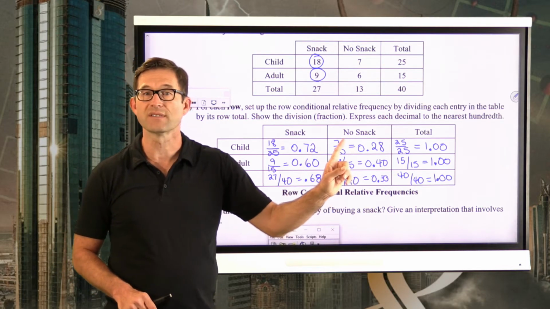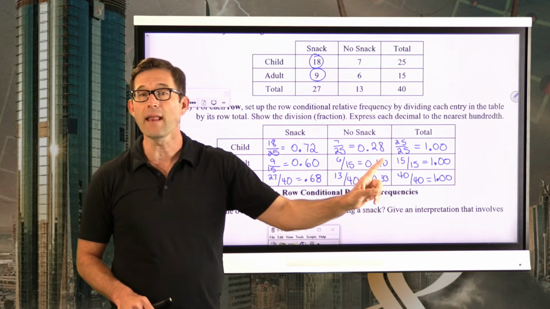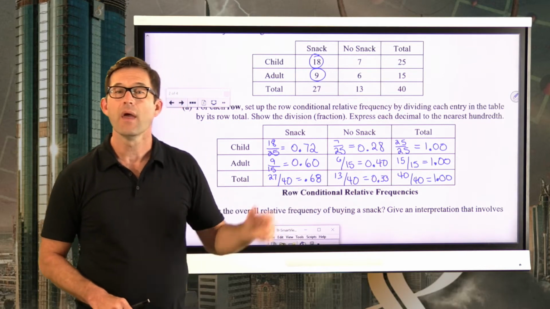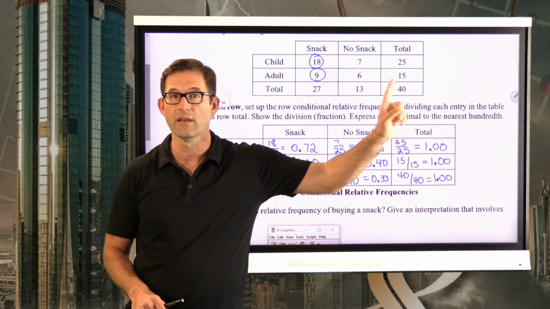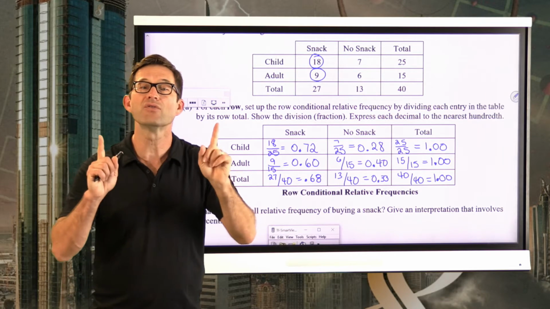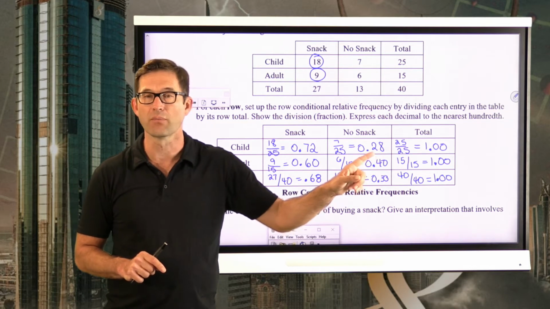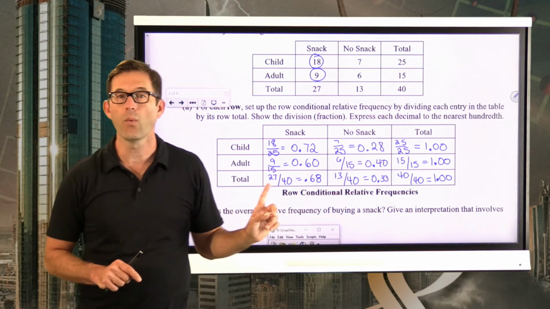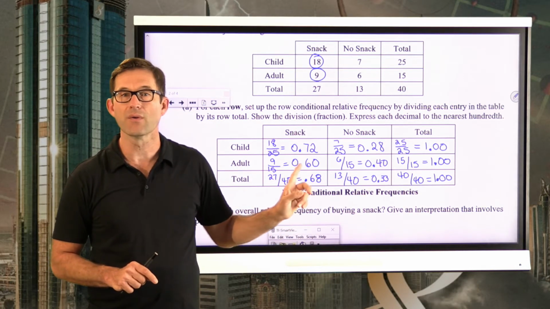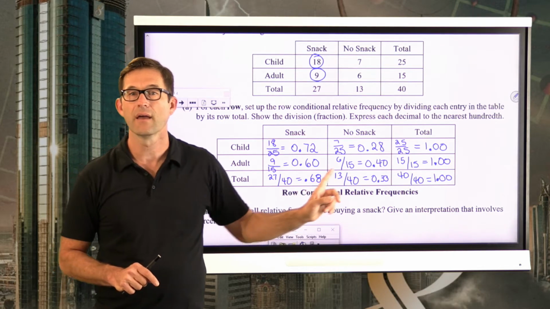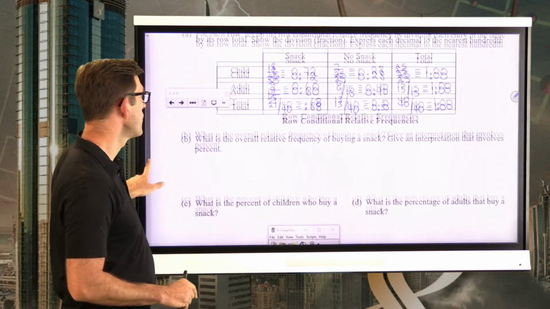This one, though, when I took 7 children who didn't buy a snack divided by how many children there were, I got 0.28. 28% of children didn't buy a snack. Now, when I move down and I now divide by this row total, right, which is 15 for the adults, I'm finding the percentage of adults who both had a snack, 60%, and who didn't have a snack, 40%. All right? And likewise, way down here, I can also figure out the total. So the total percentage of people who bought a snack and the total percentage of people who didn't buy a snack. All right? Let's see if you understood what I just went through.